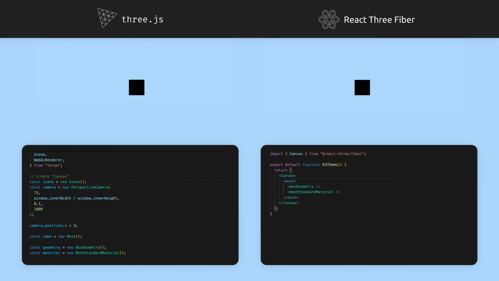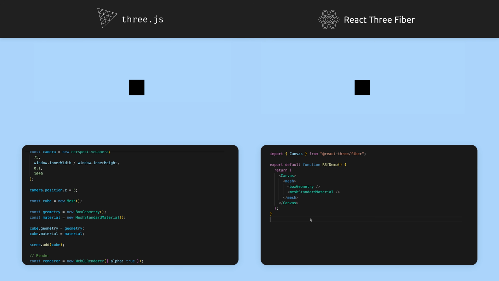So next, let's talk about how React 3 Fiber treats Three.js elements within JSX. So starting with the canvas, you can basically treat the canvas as the scene in this context. Anything that's added to the root level within the canvas will be added to the scene.